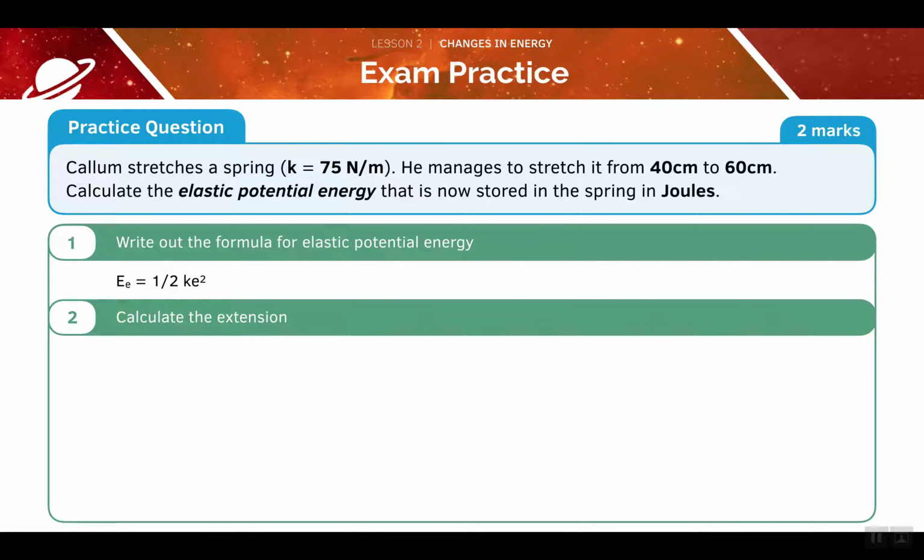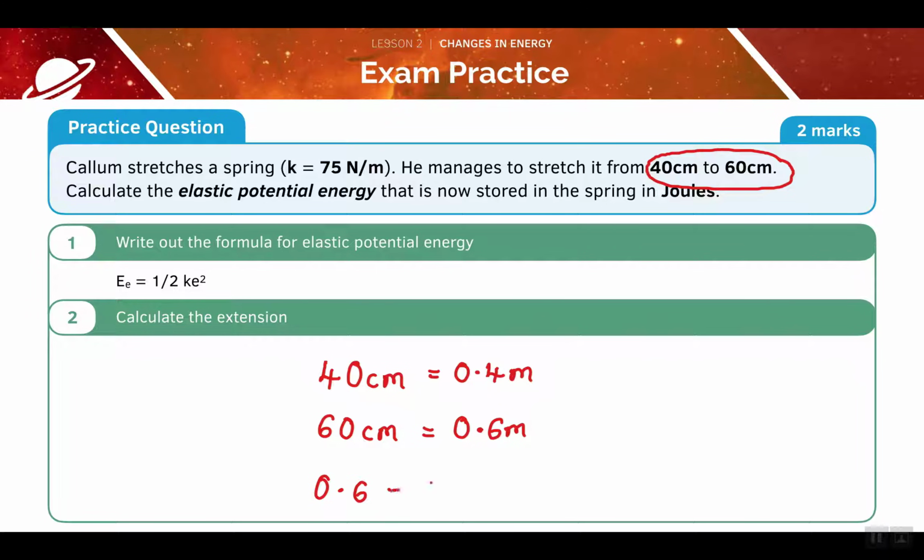Before we can calculate anything else, we need to find the extension of the spring. In this question, we need to watch out for our units, since extension should be measured in metres. If you look carefully, in the question, we've been given the units in centimetres, so I'm going to convert these from 40 centimetres into 0.4 metres and 60 centimetres into 0.6 metres. This means I can now calculate my extension in metres, which is simply 0.6 minus 0.4 to give me 0.2 metres as the extension.